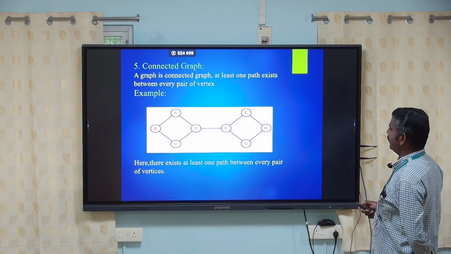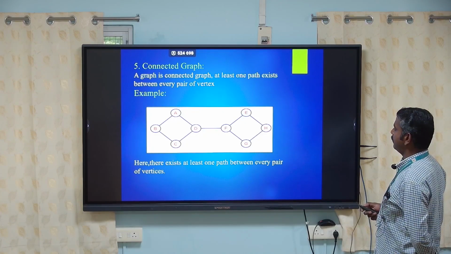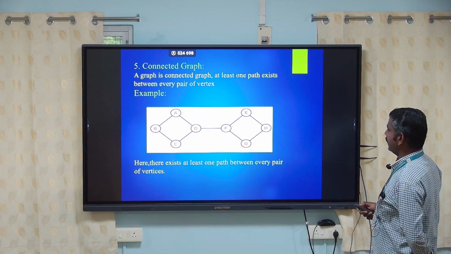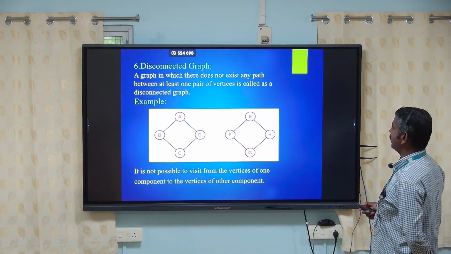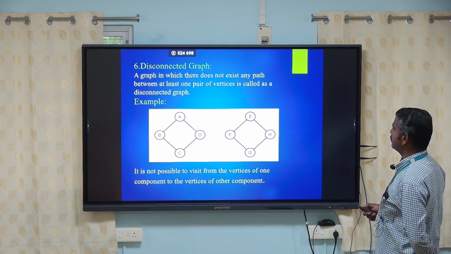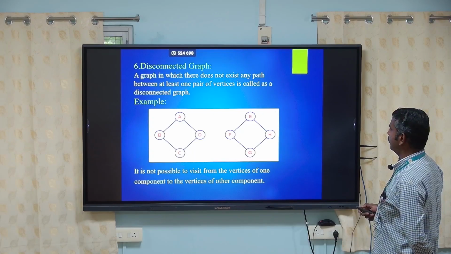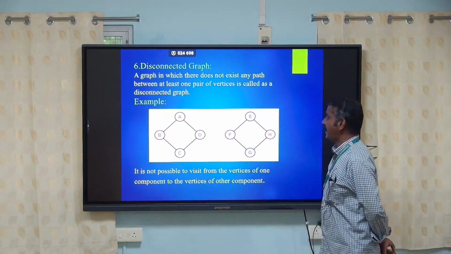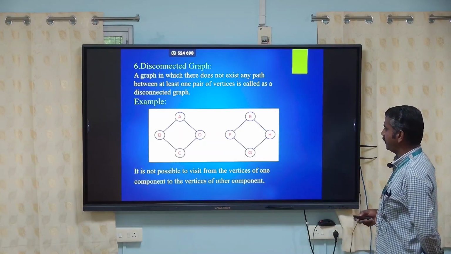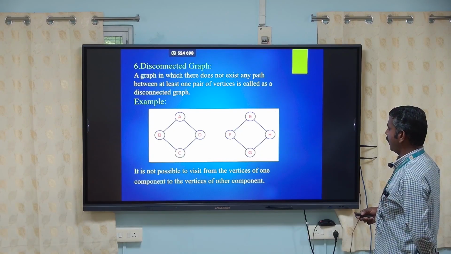Fifth one, connected graph. A graph is a connected graph if at least one path exists between every pair of vertices. For example, here there exists at least one path between every pair of vertices. Sixth one, disconnected graph. A graph in which there does not exist any path between at least one pair of vertices is called a disconnected graph. For example, there is no edge between D and F. It is a disconnected graph.